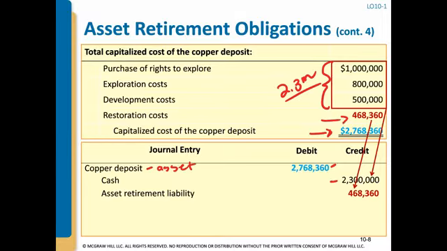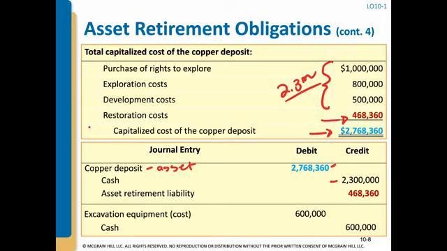The 468,000 is a future cost that we will incur. We're not actually paying that to our seller. So what we do is we credit the cash 2.3 million and we credit this asset retirement liability. It's the ARO for $468,000. This is the present value of that obligation that we think we're going to have in the future.